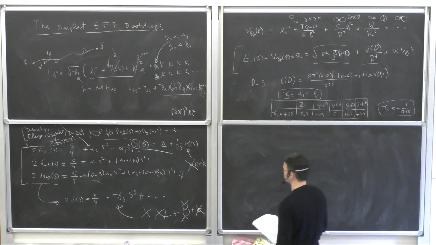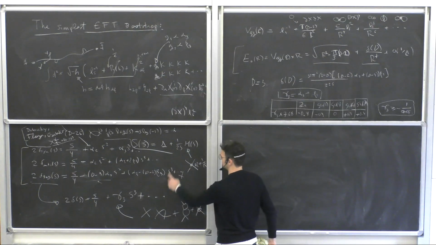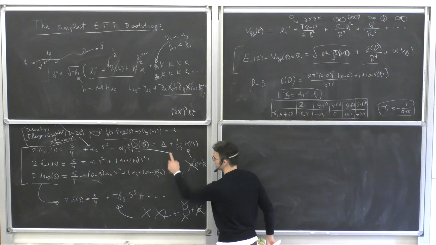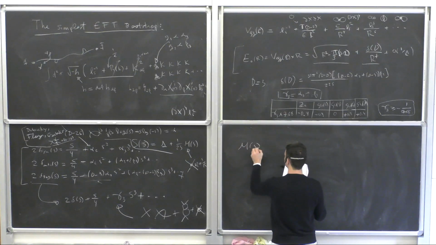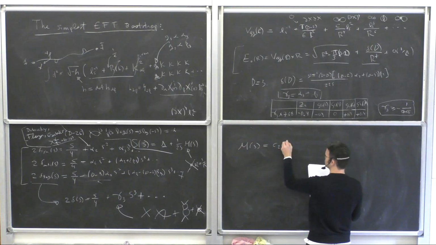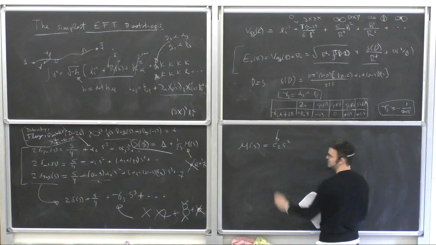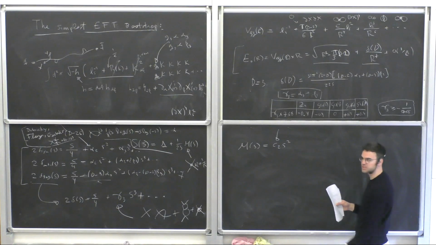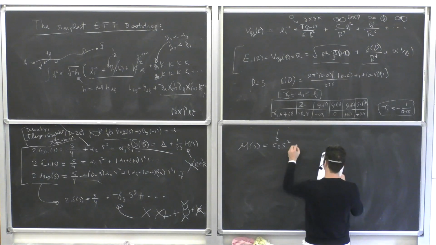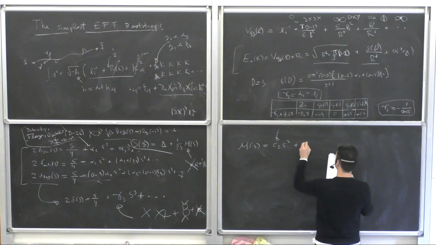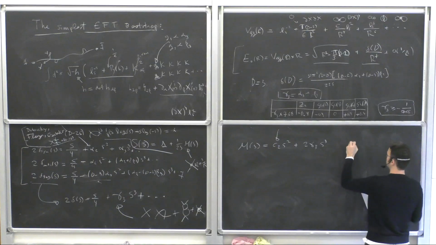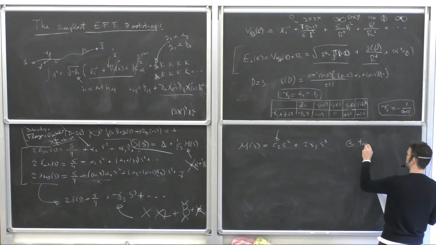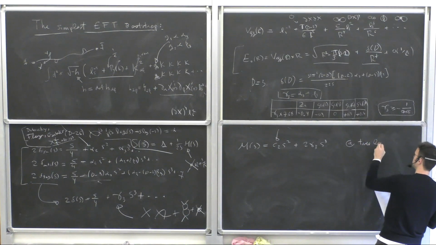Let's switch to the M matrix, okay? Using this identity here, the M matrix of S is equal to C2 of S squared, our famous operator in these lectures, plus 2 gamma 3 S cubed, at 3 level.